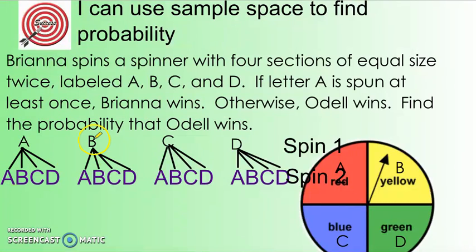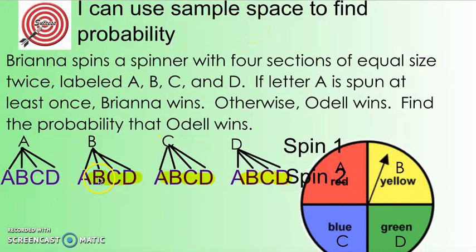Okay? Would she win if she spun BA? Nope, because there's an A. But would she win if it was BB? Yes, she would win there. How about BC? Yes. How about BD? Yes, because there's no A. How about CA? Nope, there's an A. How about CB? Yes. CC? Yes. CD? Yes. How about DA? No, because there's an A. How about DB? Yes. DC? Yes. How about DD? Yes. So how many times could Odell win?